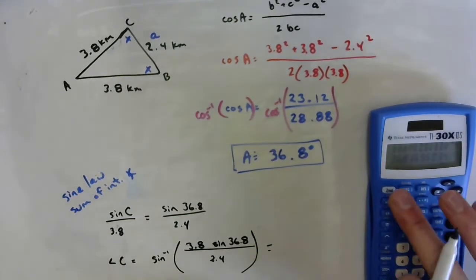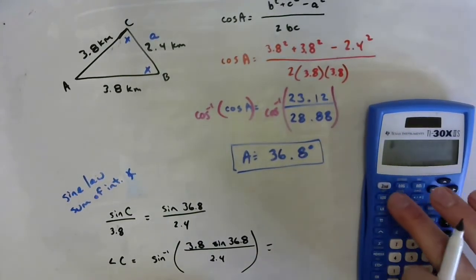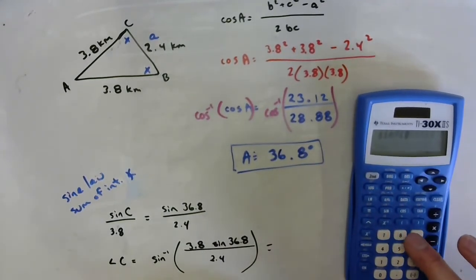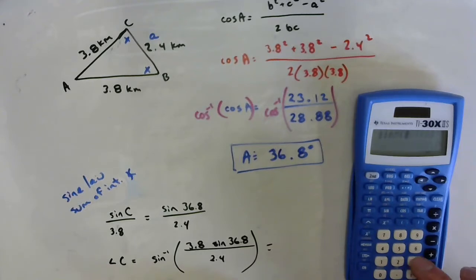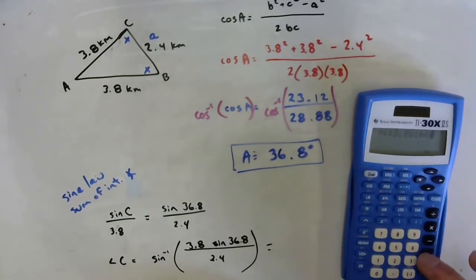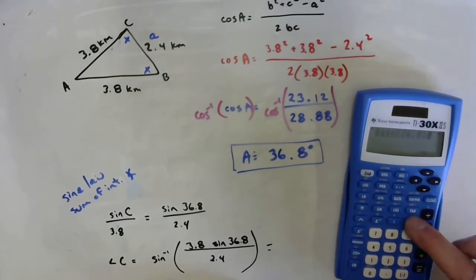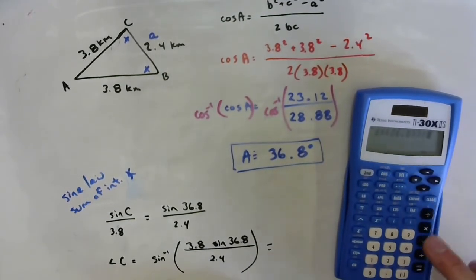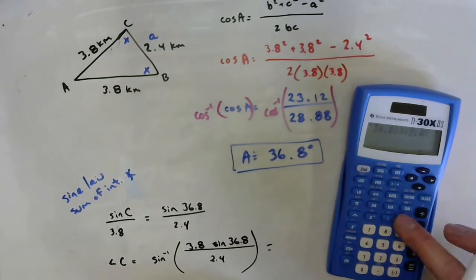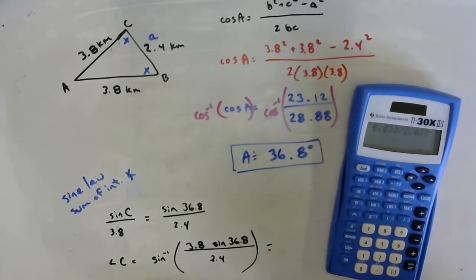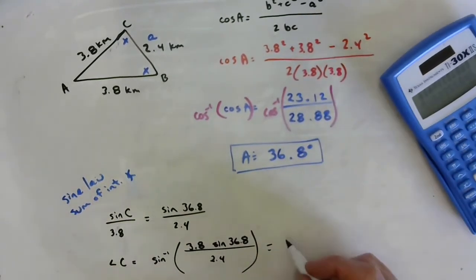I'm going to try to do that all in one big step. Clear, clear, clear. Second function, sine. I got an open bracket there. That's good. I'm going to open another one so that I can do my numerator. 3.8 sine 36.8. It opened another one for me, so I have to close that one and close my numerator. Then divide by 2.4. Then close the original open one. Enter. 71.5.